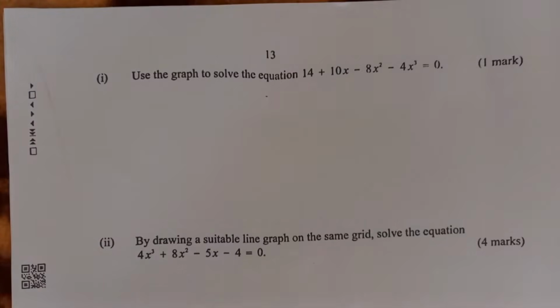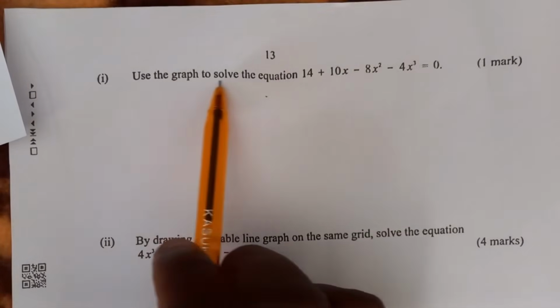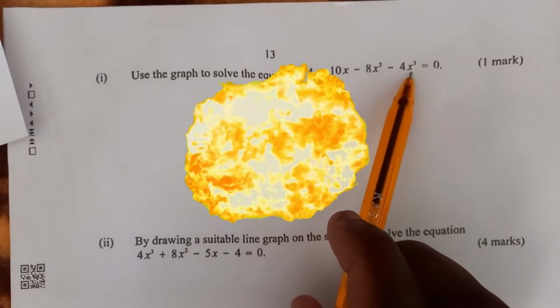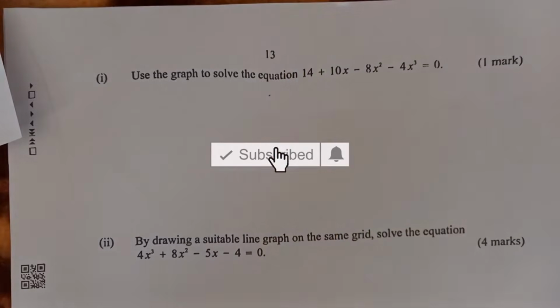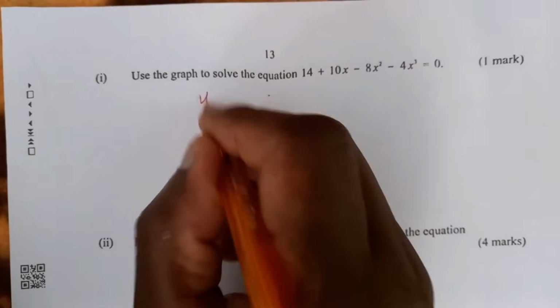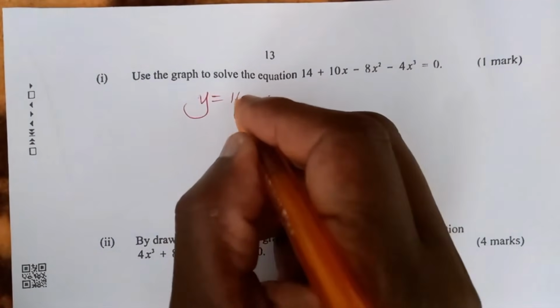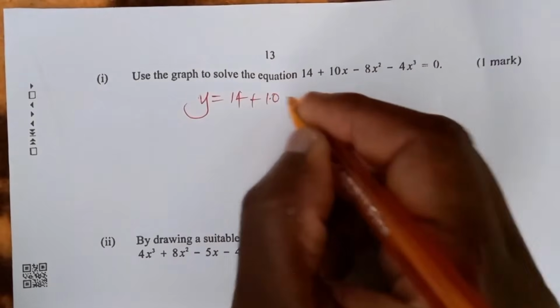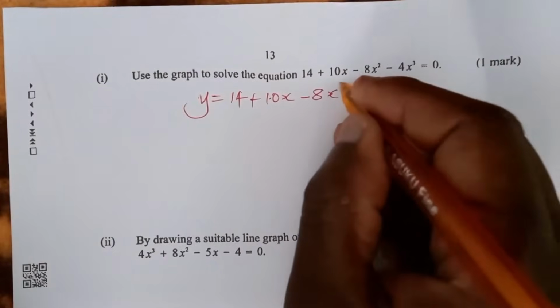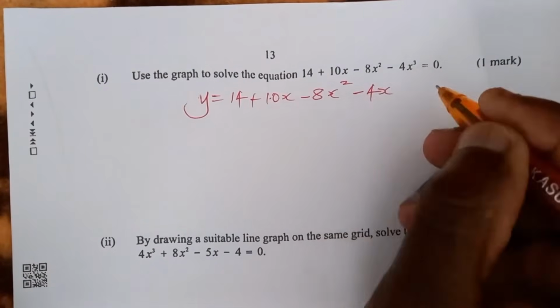So we've drawn the curve. Now this other question here: use the graph to solve the equation 14 plus 10x minus 8x squared minus 4x cubed equals 0. So how do we solve that using the graph? Here is the graph that we've drawn. So this is what you do. Take the function of the curve that you drew. The curve was y equals 14 plus 10x minus 8x squared minus 4x cubed.